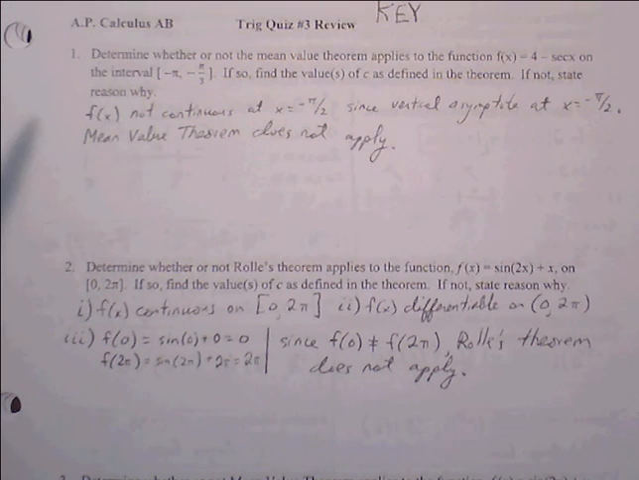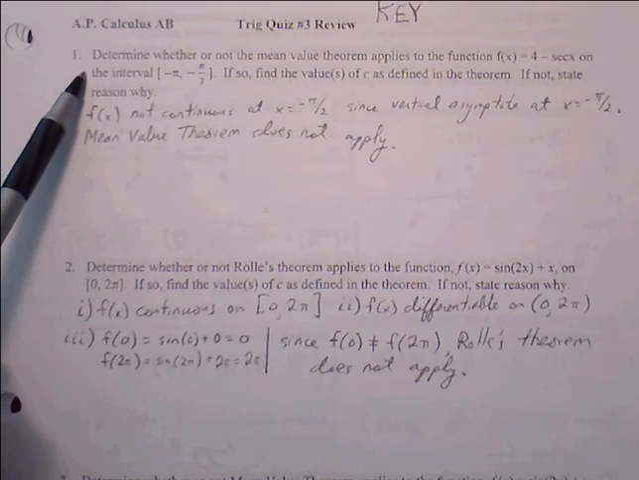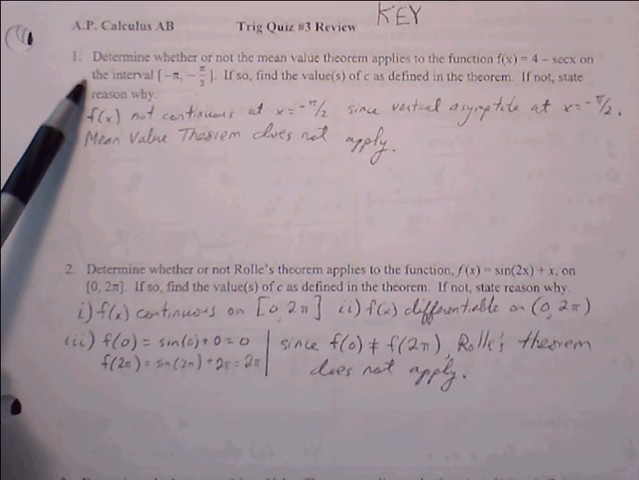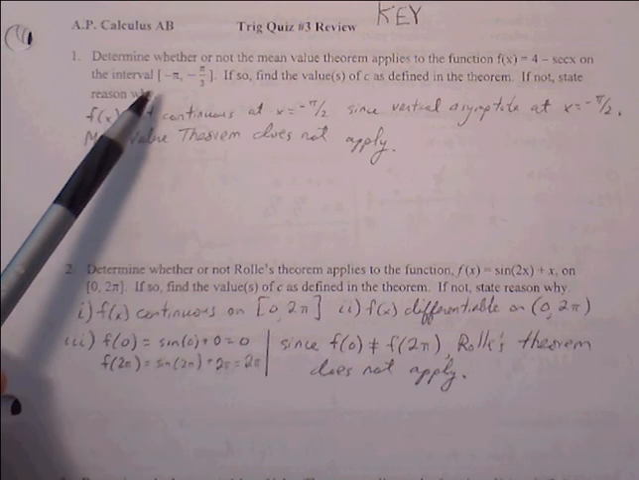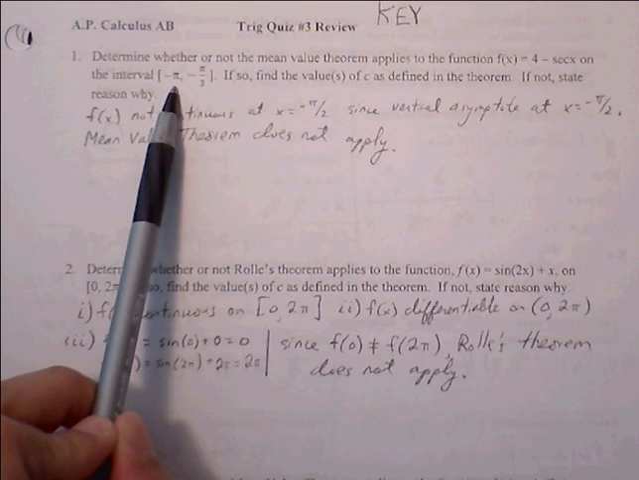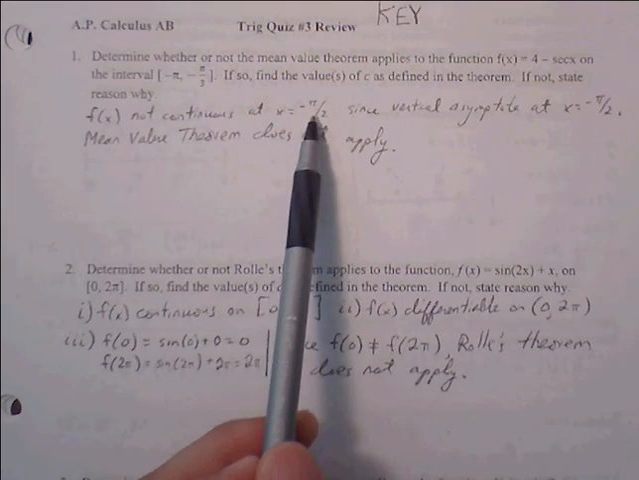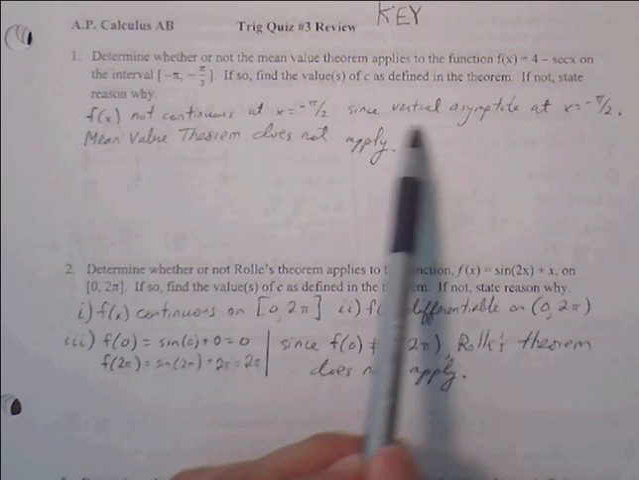This is Trig Quiz 3 review. Number 1 says determine whether or not the mean value theorem applies to the function f of x equals 4 minus secant x on the closed interval from negative pi to negative pi over 3. If so, find the value of c as defined by the theorem. If not, state the reason why.